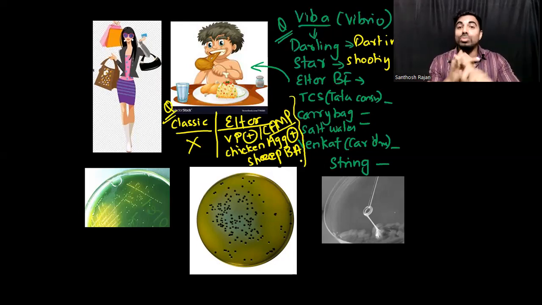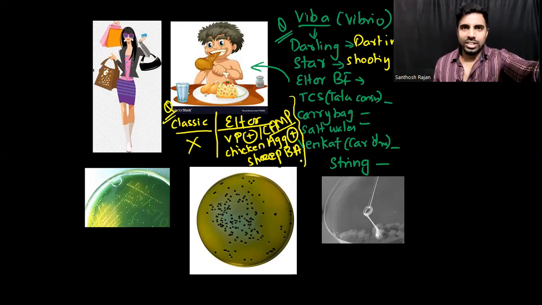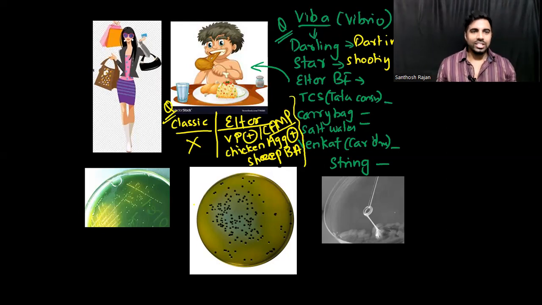Veg paratha. He likes veg paratha. He likes sheep, cow, lamb. So, hemolysis. And then he likes what? He likes the chicken and he likes the sheep. Okay, these are his favorite things. And then sheep RBC and camping. He likes doing camping. That's it.